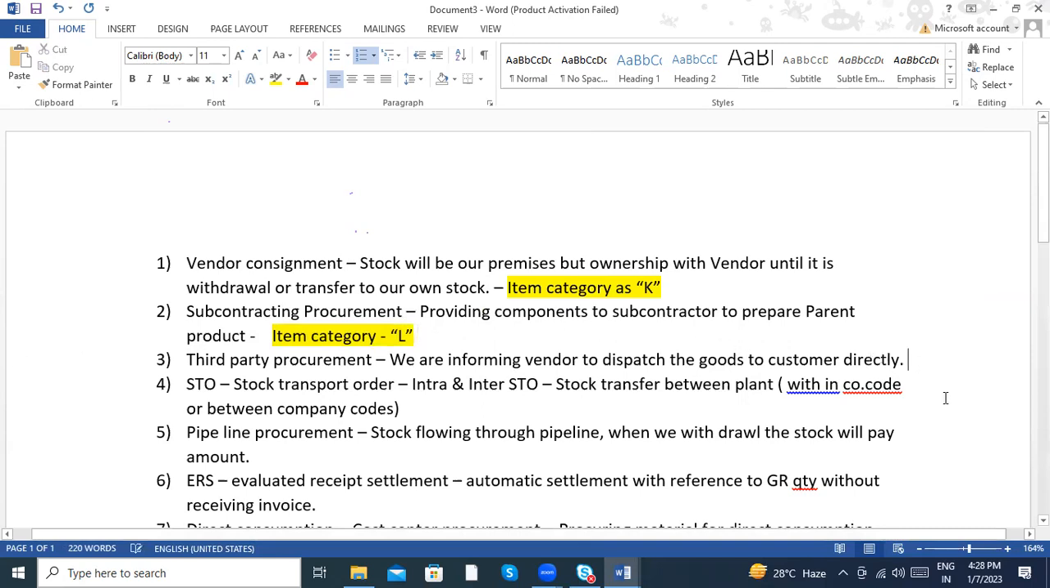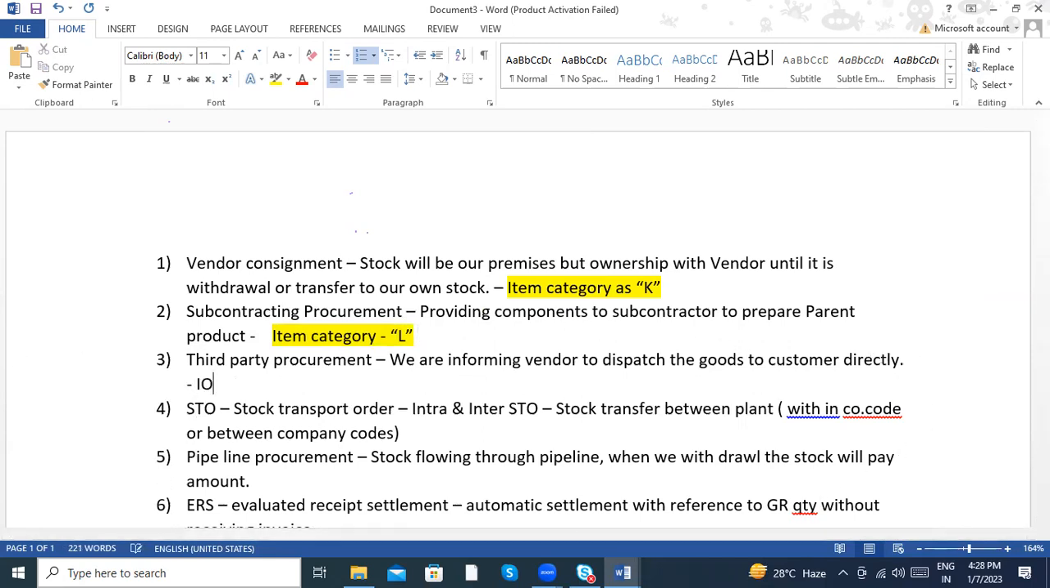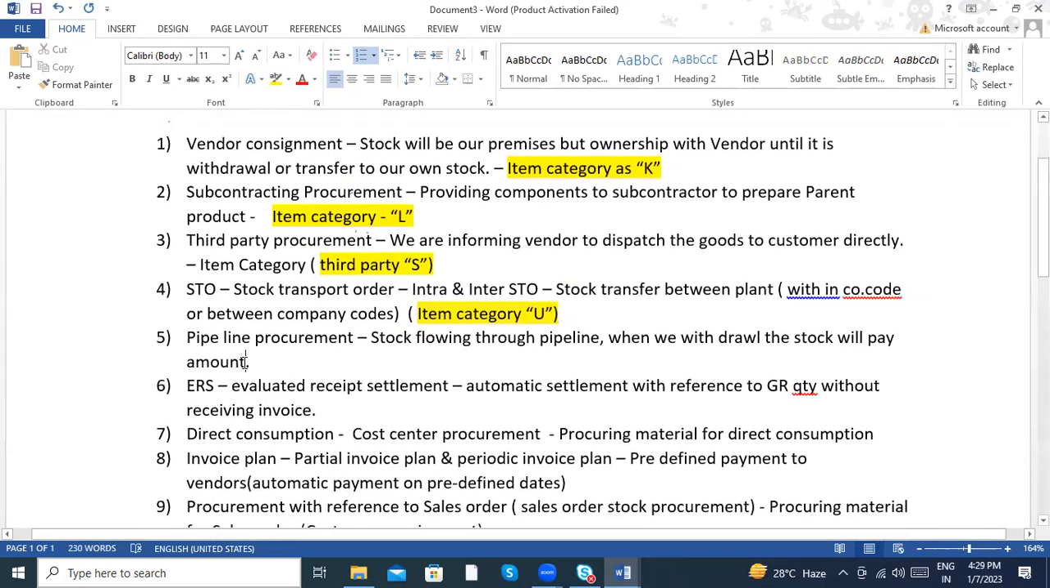This is for item category L. Then third party: the item category is S. And for the STO process, it is item category U. Anyway, for pipeline we don't have a PO.